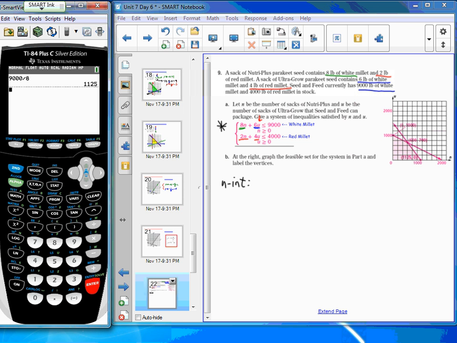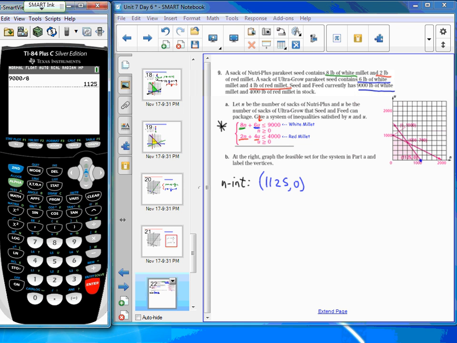It looks like 1125 is my n-intercept from the first equation. So 1125, comma 0. That's how we got this point right here. Right? That's how we got that 1125, comma 0.